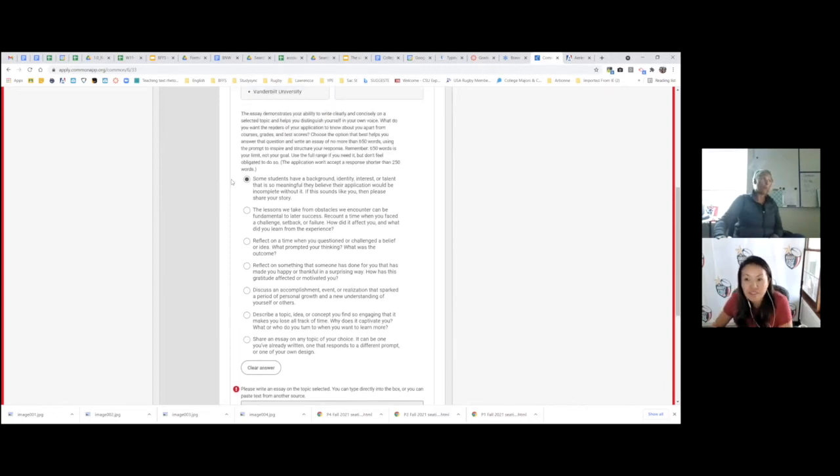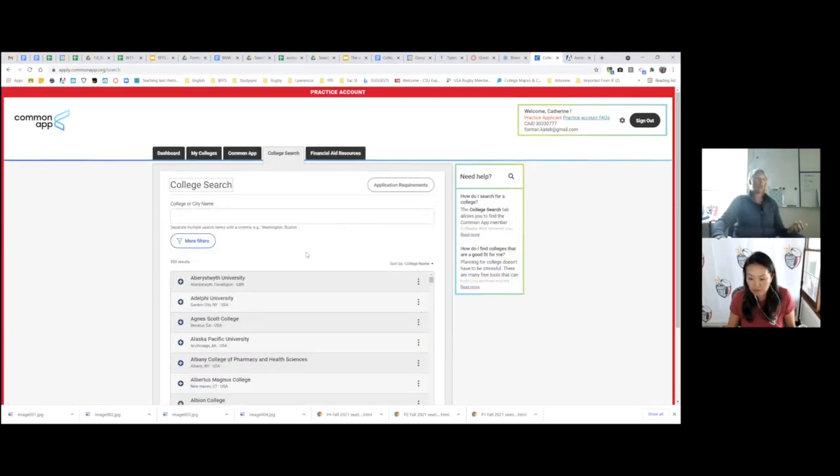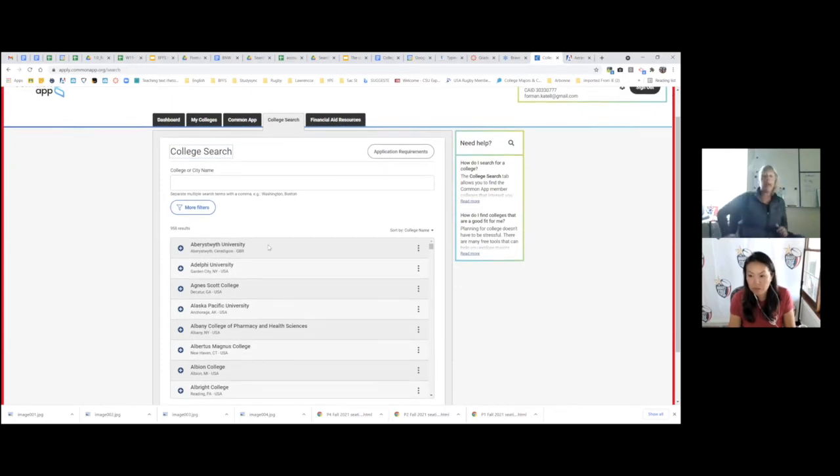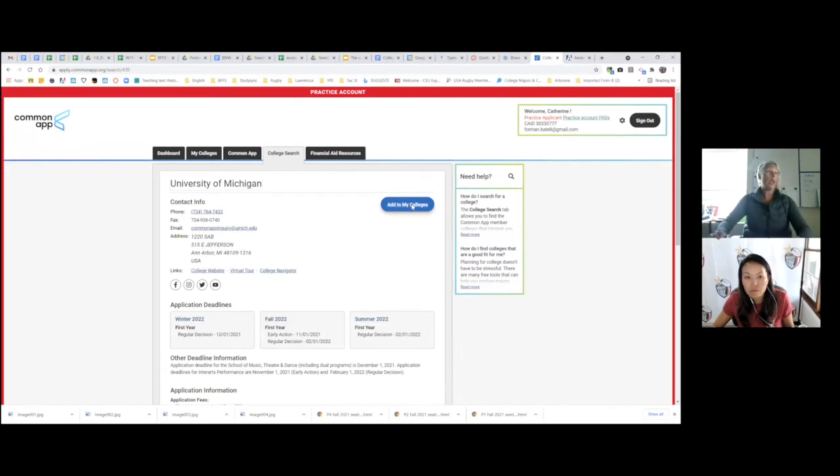Okay. Yeah. So you're going to get through this part of the Common Application, and all of you can start that now, regardless of whether or not you've particularly added colleges or choices. And the other added bonus is that you can actually search colleges on here, right? So if you want to add a college to your dashboard, I'm going to say University of Michigan because I'm a big fan. It's a big deal for us. And you can click, and then you can add to my colleges.